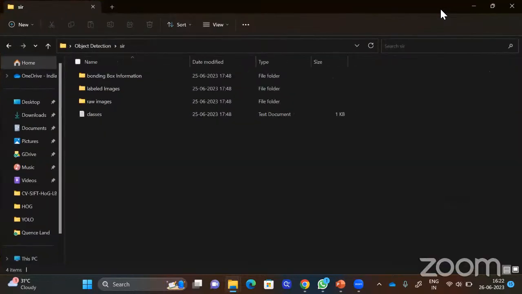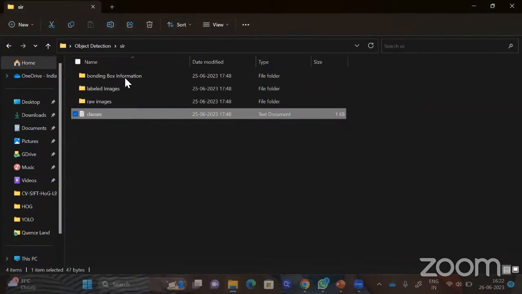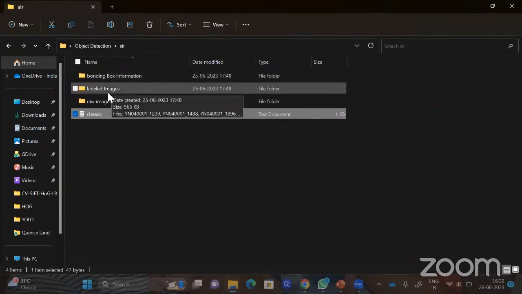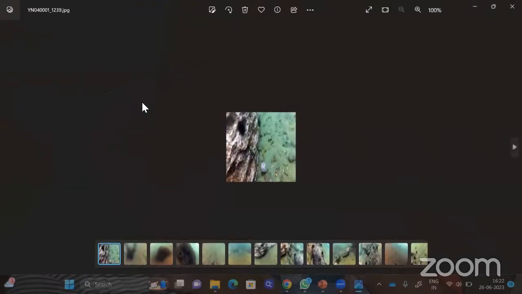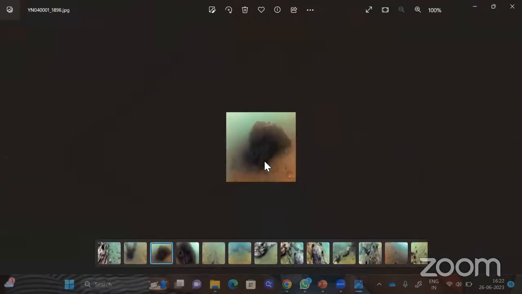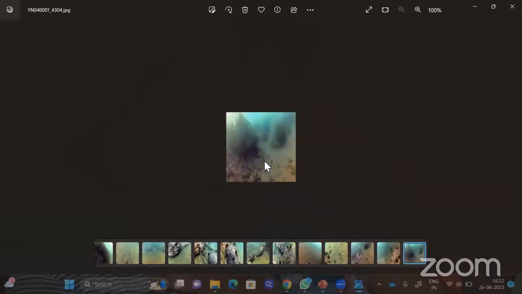So this is one application just for your reference. We trained a model on one dataset. This problem is a 5-class problem, with starfish and water weeds underwater. These are all the raw images, as you can see here. Of course, as it is underwater, there are many challenges. It is not properly visible. So these are the underwater challenges.